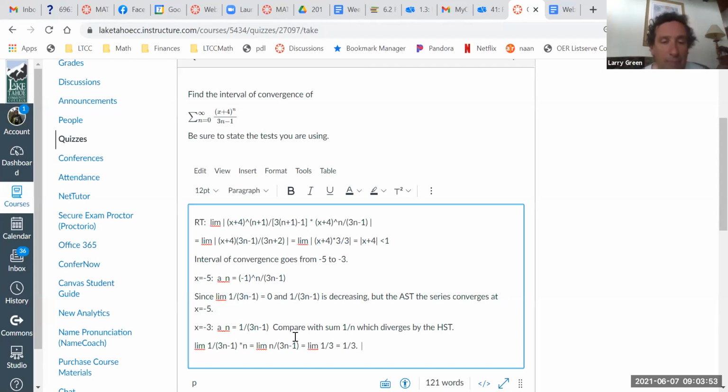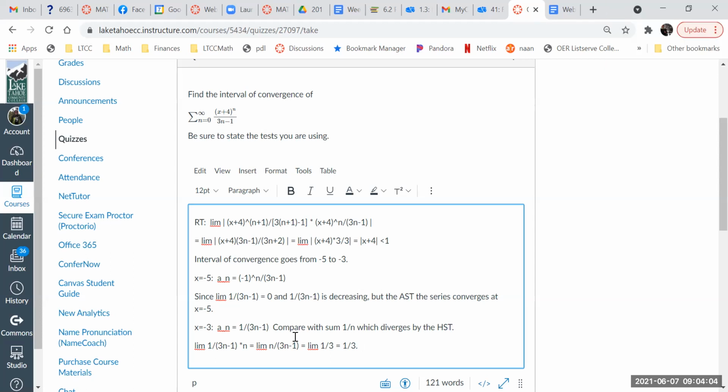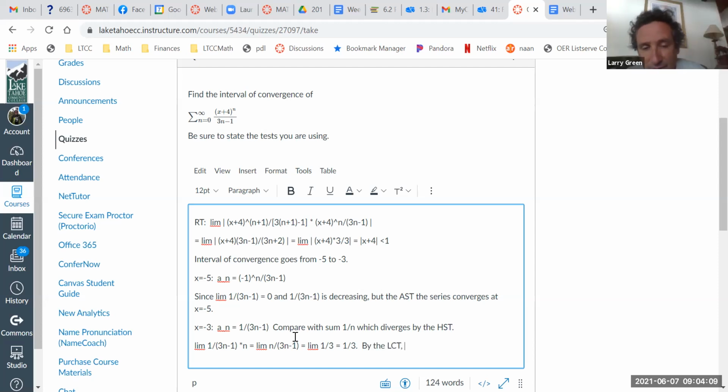And if you remember, unlike the ratio test, with the limit comparison test, what matters is you're not 0 and you're not infinity. You're some finite non-zero number. So we can say by the limit comparison test, the series diverges at x equals -3.